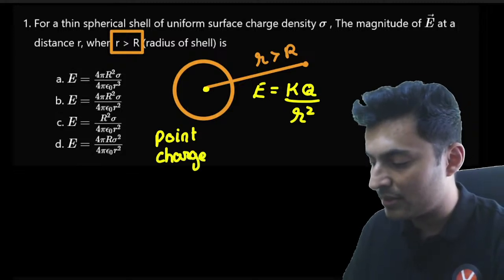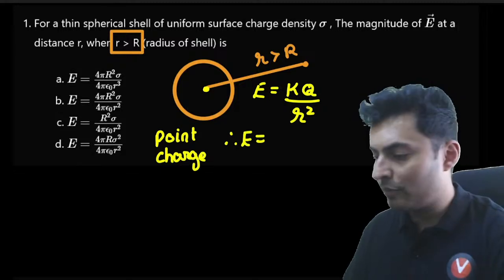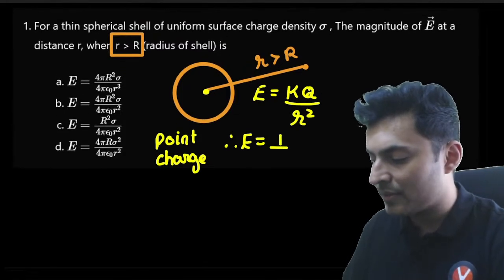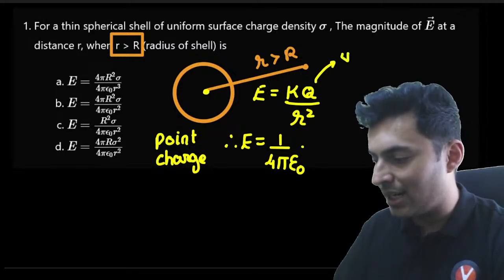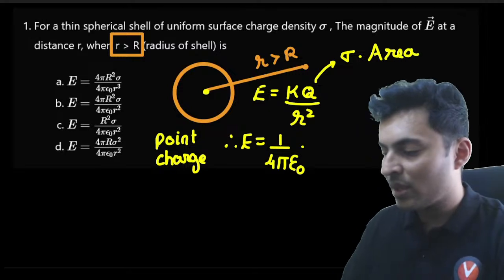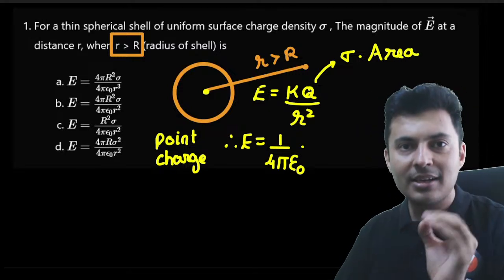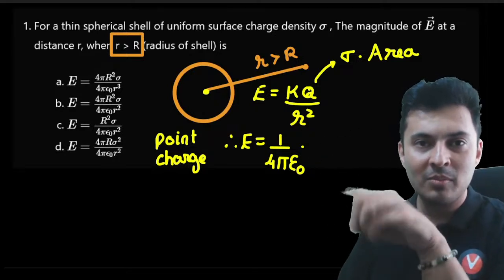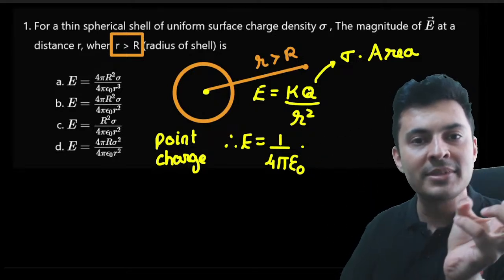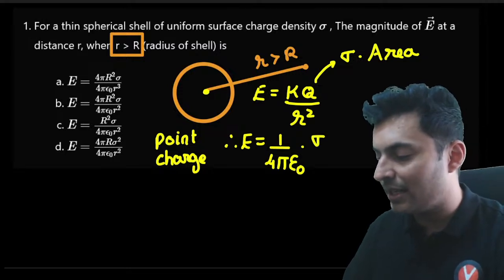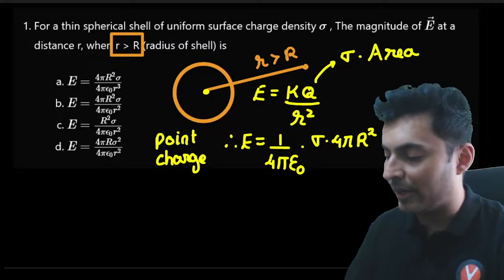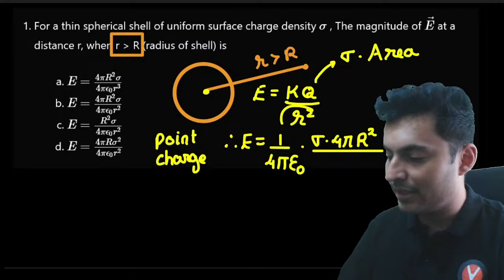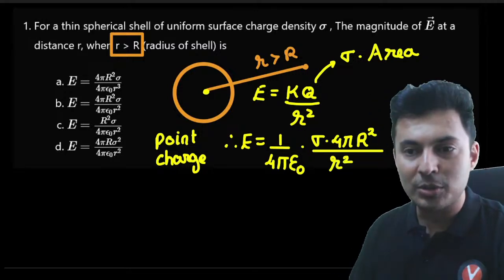That's the idea behind this. Therefore, the electric field will become, instead of K, you can just write it as 1 by 4 pi epsilon naught. And remember, charge can be written as the charge density times the area. Charge density is coulomb per meter square, times the area, which is meter square. Meter square cancels and you get coulombs. So it will be nothing but the charge density times the area of the sphere, so 4 pi capital R square. And this small r square as it is will come down over here. So that should be the answer.